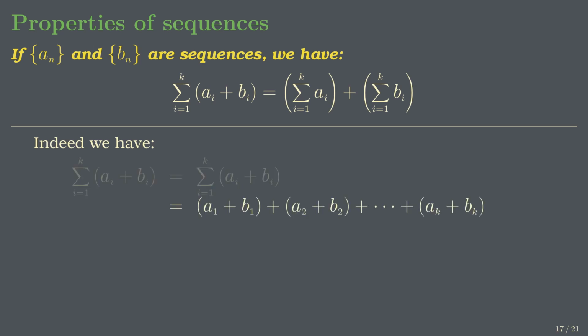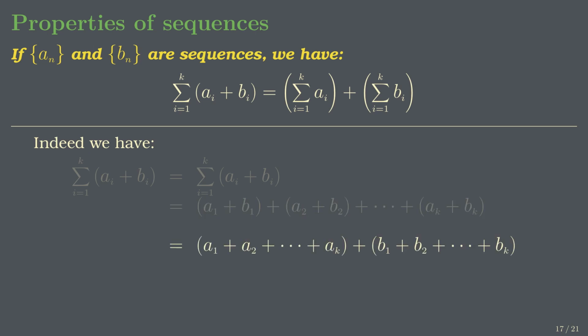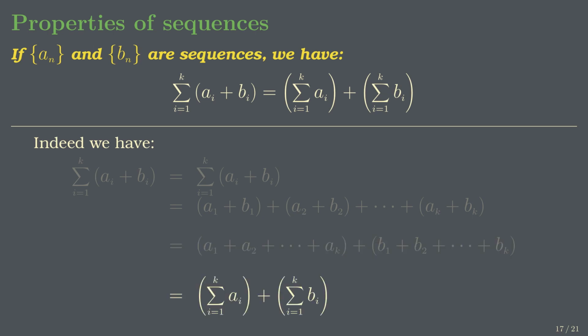So first of all, the summation of ai plus bi is the sum of the first m terms of the sequence a1 plus b1, a2 plus b2, etc., plus ak plus bk. Because the addition of numbers is associative and commutative, you can regroup them into a1 plus etc. plus ak, plus b1 plus etc. plus bk, and then use summation notation again. Now you should get the summation of ai plus the summation of bi, and then you get the property.